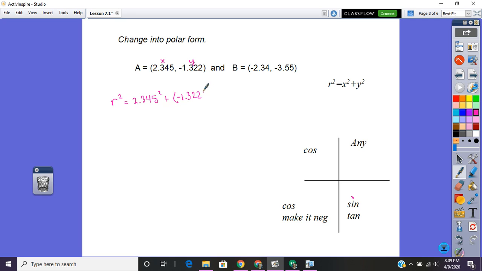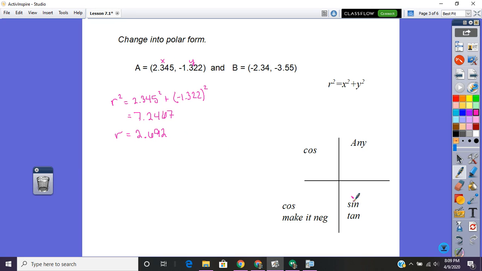And really, the negative is not that big a deal there because when I square it, it becomes positive. So r squared is going to be this 2.345 squared plus the negative 1.322 squared, and I get 7.2467, really. And you're going to do the square root of that. So our r, and we're going to round to 3 decimals, will be 2.692. There's our r.